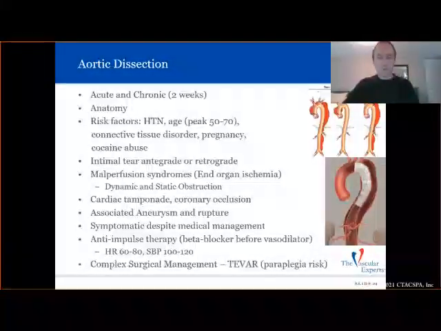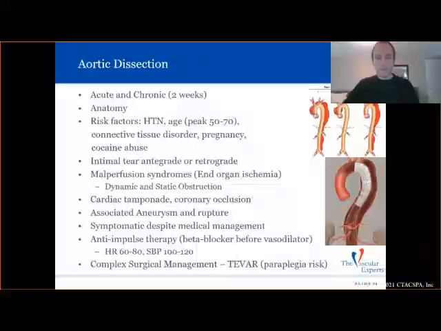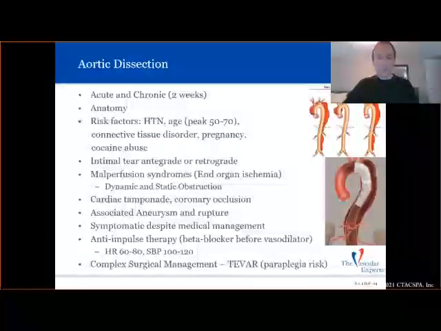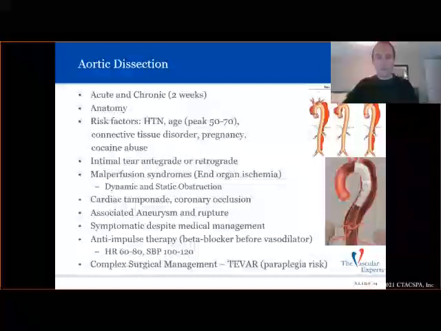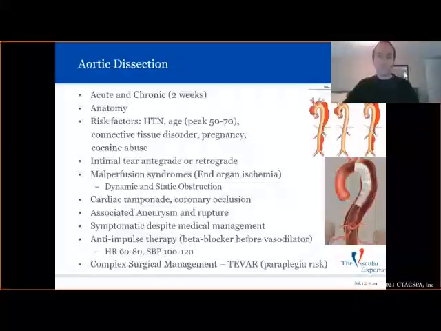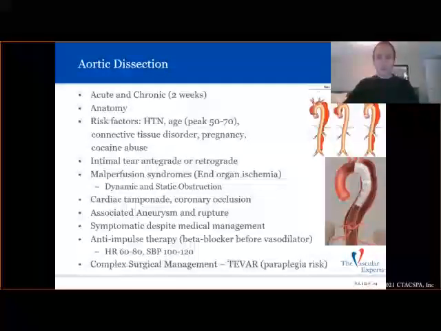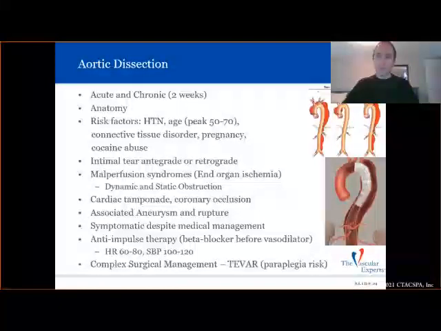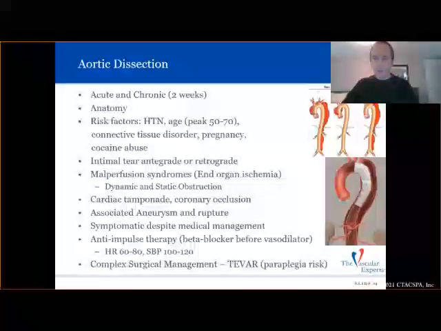And so this is all treated with anti-impulse therapy. So that means beta blocker first. You have to get the heart rate down to 60 to 80, blood pressure to 100. And beta blocker must be first, so you don't have a compensatory increase in the heart rate if you give a calcium channel blocker. And then these are complex surgical management. I would say that TEVAR is probably the most commonly performed technique for repairing these type B dissections. And a lot of the aorta is covered, so there is a high risk of paraplegia. That's a major complication.